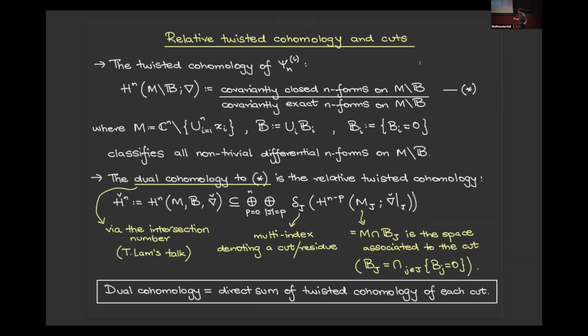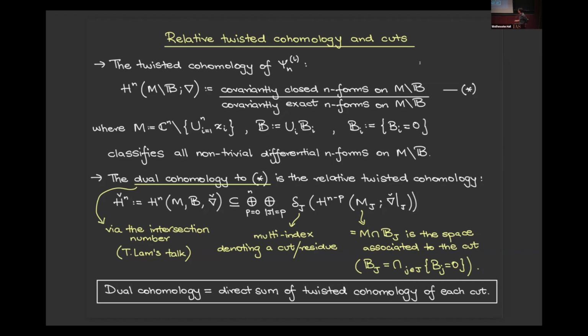As I've briefly alluded to, more formally, the FRW cohomology classifies all non-trivial differential forms on the manifold N, which is an n-dimensional complex space with the twisted lines and the hyperplane polynomials BI removed. However, our setting and our playground will be the dual cohomology, which also goes by the name of relative twisted cohomology. It is relative in the sense that the hyperplane polynomials BI, which are poles of the physical FRW cohomology, now become boundaries.